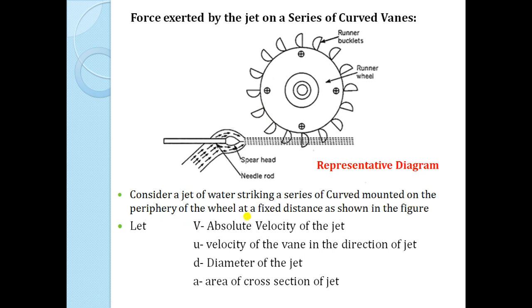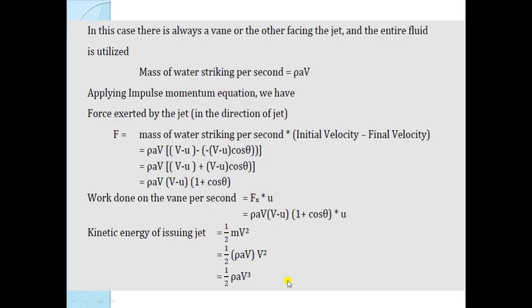V is the absolute velocity of the jet, U is the velocity of the vane, D is the diameter of the jet, A is the cross section of the jet. Now, in this case, the mass of water striking per second is rho AV. Why? Because every time the jet will be in contact with one or the other vane. That is why the mass of water striking per second is rho AV.